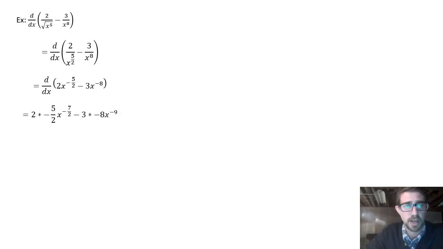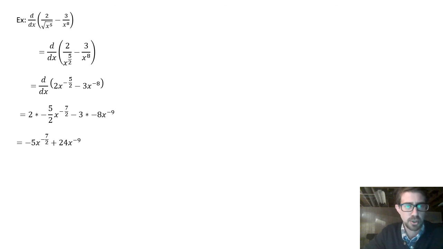Power comes out front. Negative 5/2 minus 1 is negative 7/2. And then the negative 8 comes out front. Negative 8 minus 1 is negative 9. And then there's no reason not to clean that up. So the 2 and the negative 5/2 give you a negative 5. The negative 3 times the negative 8 gives you a 24, x to the negative 9th. And then just leave it like that. So that's the derivative. There's no reason to rewrite it, and no reason to do it in any sort of fancy or more complicated way.